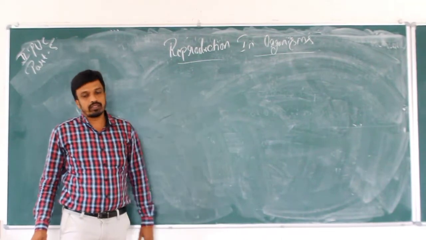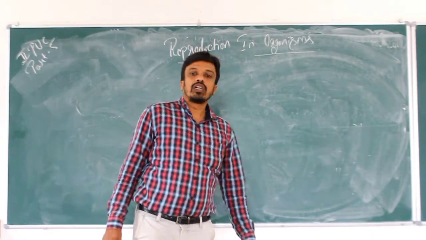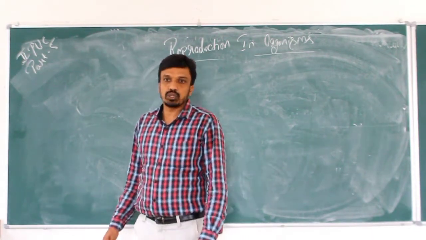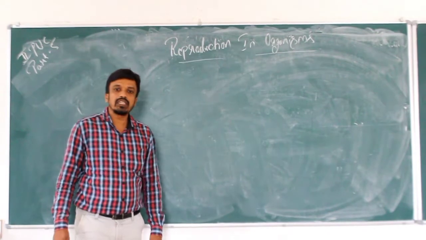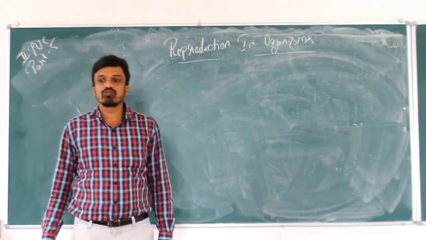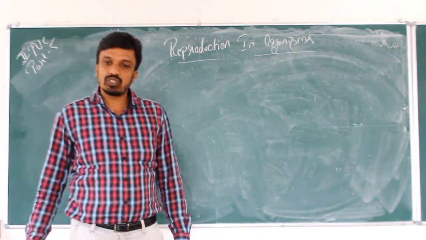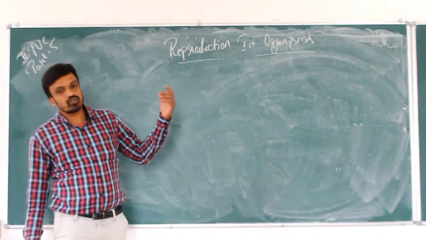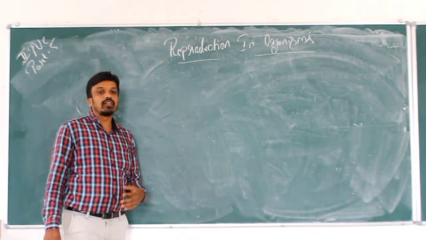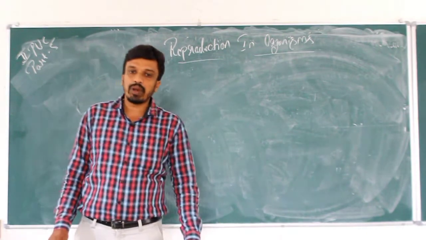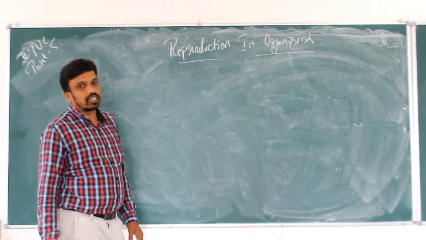Reproduction in organisms. In reproduction in organisms, we discussed the types of reproduction, like asexual and sexual. In asexual reproduction, we discussed budding, fragmentation, conidiospores, zoospores, vegetative propagation by root, stem, and leaves, etc. And the characteristics of asexual and sexual reproduction, and the different phases in the plant. In the last class, we discussed the different phases of the life cycle in plants.